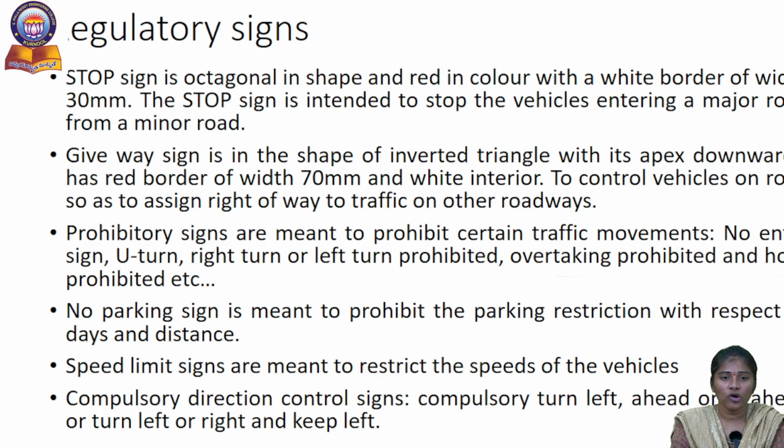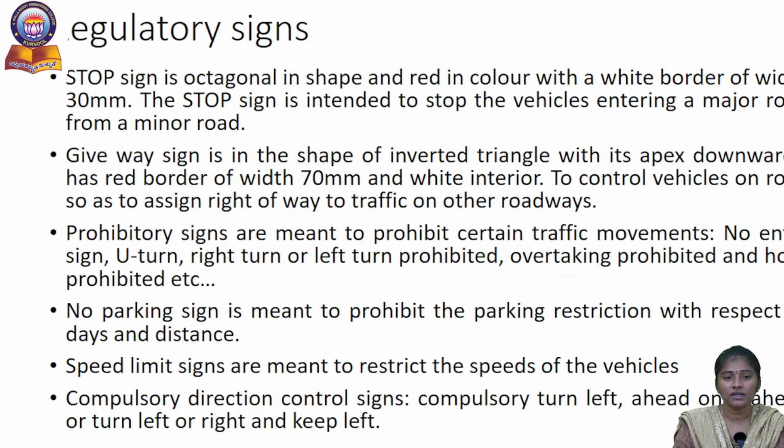Prohibitory signs are meant to prohibit certain traffic movements, which were shown in the previous slide. For example, the no parking sign is meant to prohibit parking, with restrictions with respect to days and distance. The speed limit signs are meant to restrict the speeds of vehicles. We also have compulsory direction control signs. Whenever there is a compulsory direction control sign, we need to compulsorily turn left, right, or go ahead.